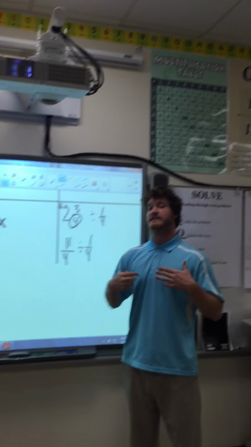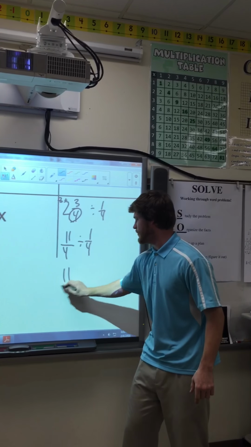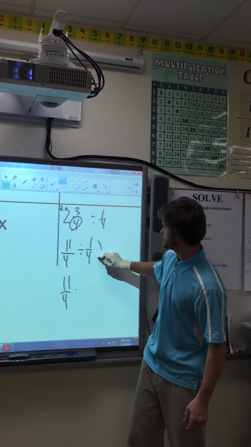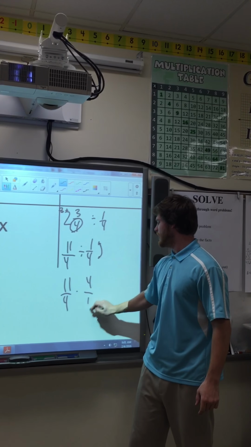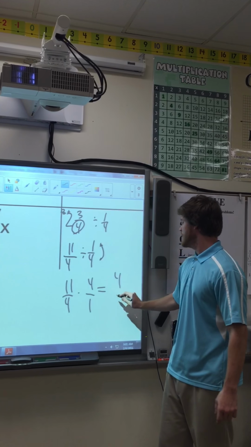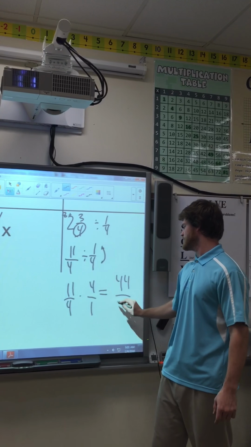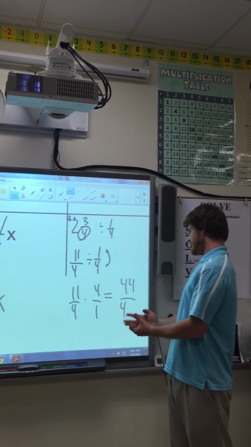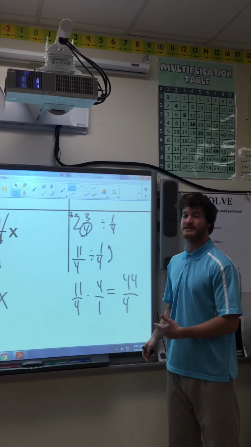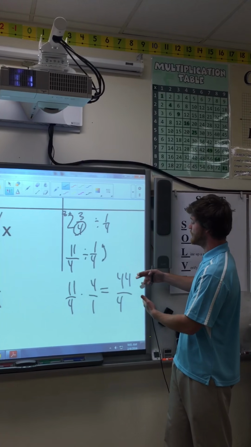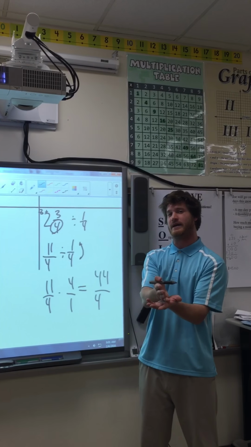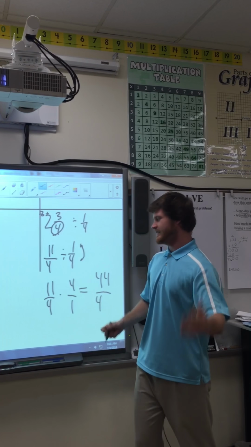Remember, dividing fractions, keep, flip, change. Keep the 11/4. Division changes to multiplication, and 1/4 switches to 4/1. Go straight across with multiplying fractions. 11 times 4 is 44. 4 times 1 is 4. Now, you know that fraction bars mean division, so 44/4 is the same as 44 divided by 4. And you guys all know, because you're so intelligent, that 44 divided by 4 is 11.